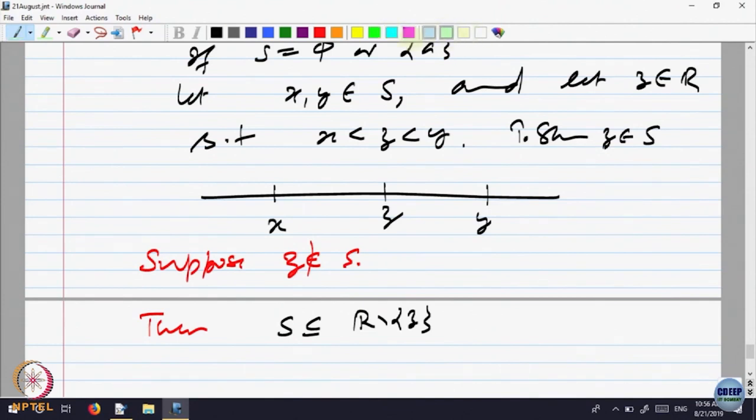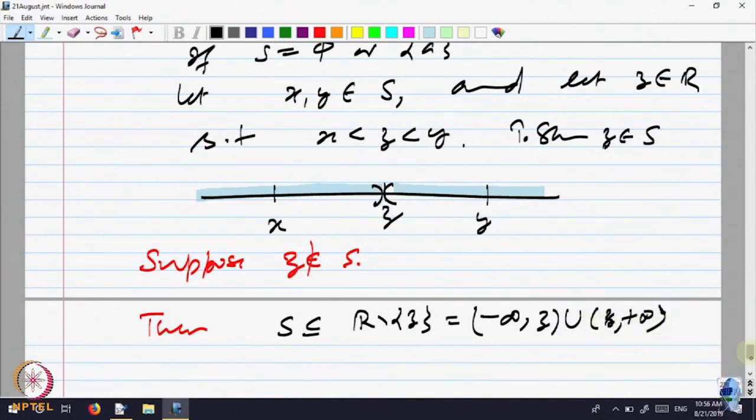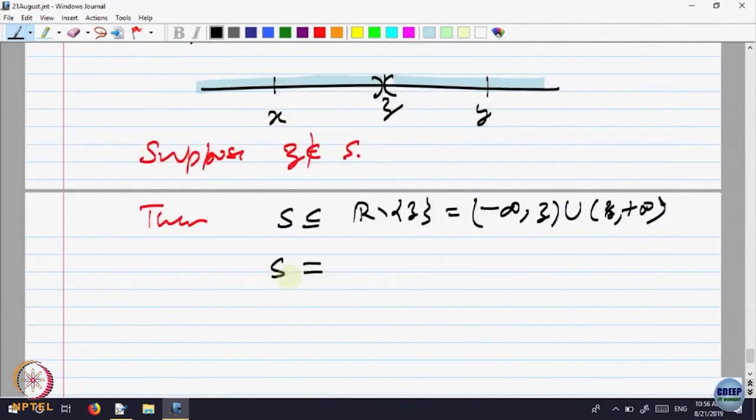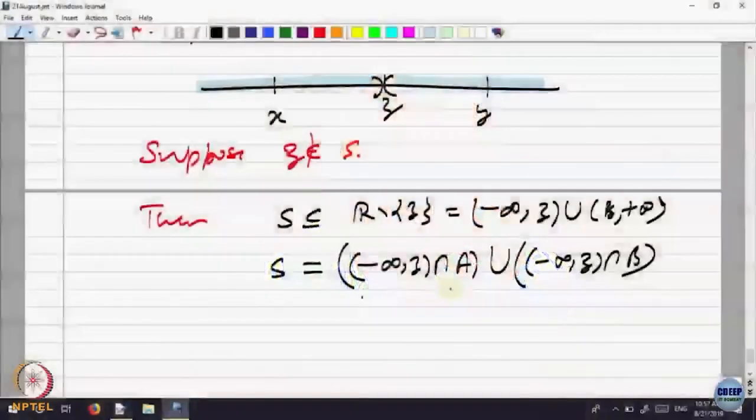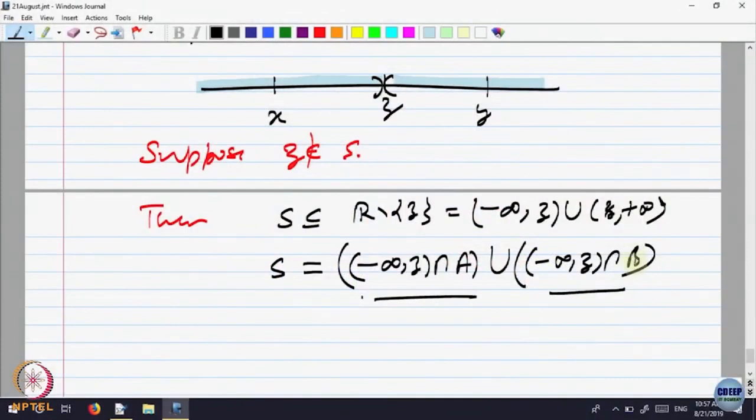So what does the complement look like? It looks like two parts. One part is here, another part is on the other side. So R minus Z equals minus infinity to Z union Z to plus infinity. So what is S equal to? The intersection of both sides. Because S does not contain Z, some part will be on the left side, some part will be on the right side.